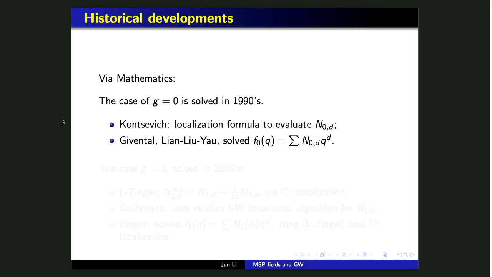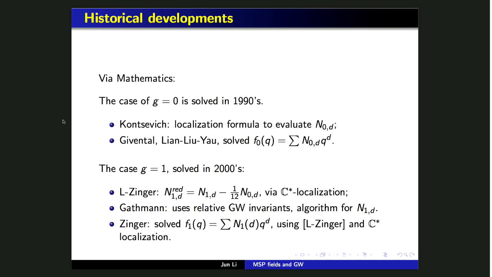At the same time, he introduced this moduli space of stable maps, using the stable maps to define the Gromov-Witten invariants. And there's an integration formula, and then Givental, and then Lian-Liu-Yau, they actually used very hard technique, using this integration formula to prove that F0 is N0Q, the conjecture by Givental. And about 10 years later, the genus 1 case was solved in 2000.